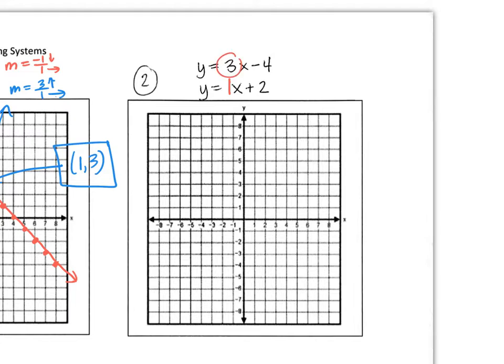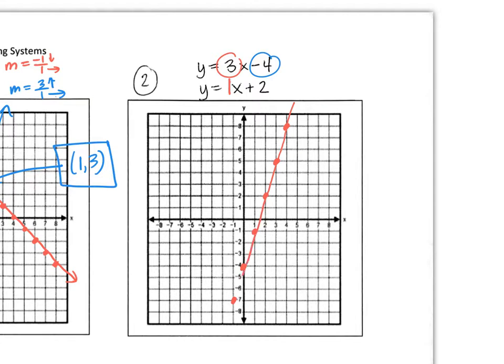Okay, our first equation, slope is 3, y-intercept is -4. Start at -4. I'm going to go up 3 over 1, up 3 over 1, up 3 over 1, and so on. For my first point, I could also go down 3, left 1. Here's my line. Oh, I messed up there. Down 3, left 1. Okay.